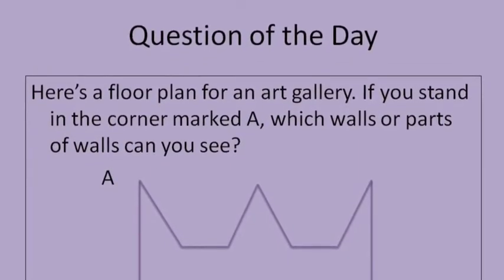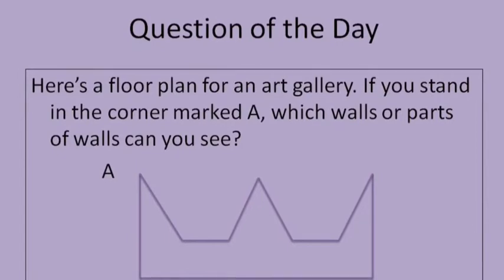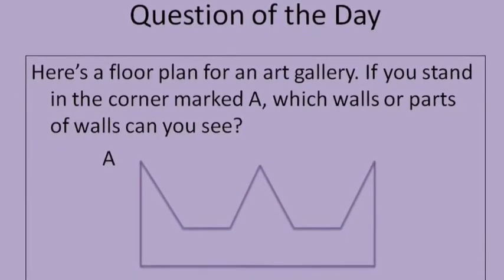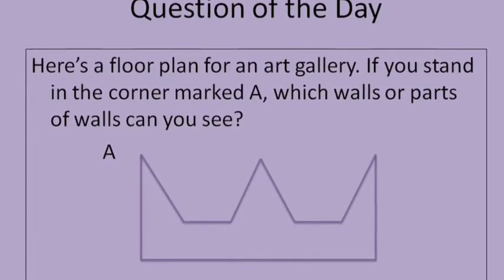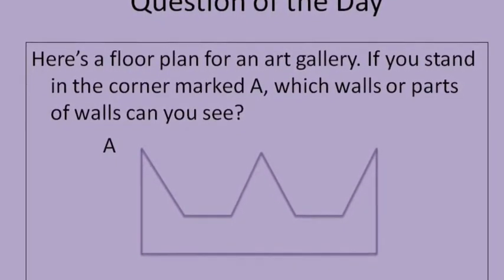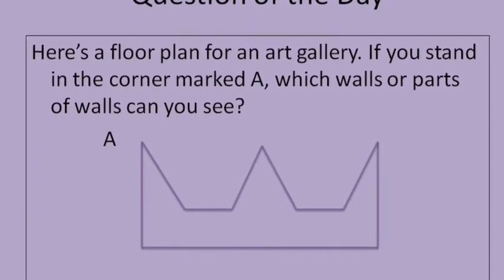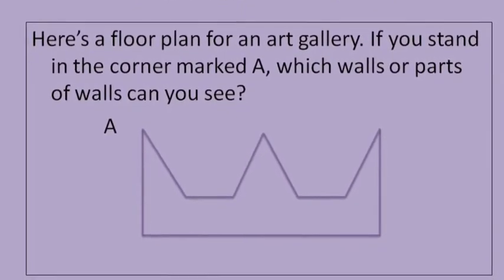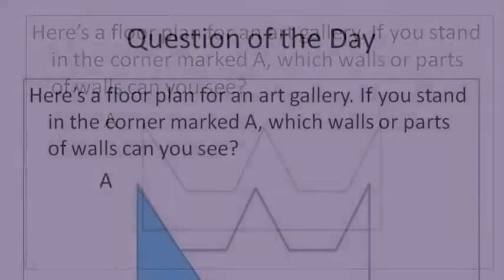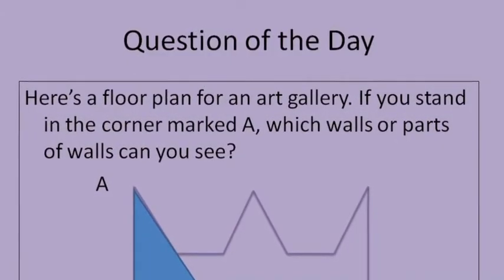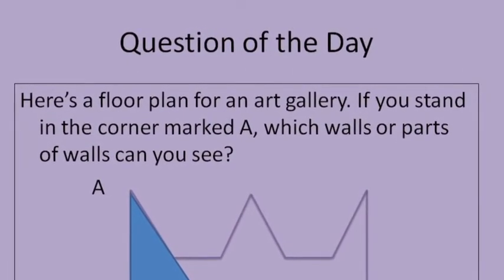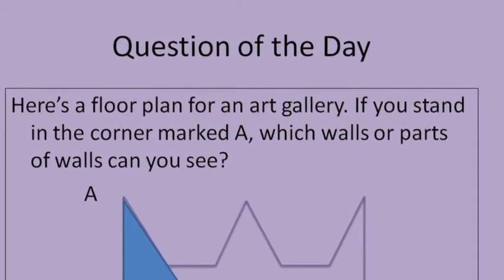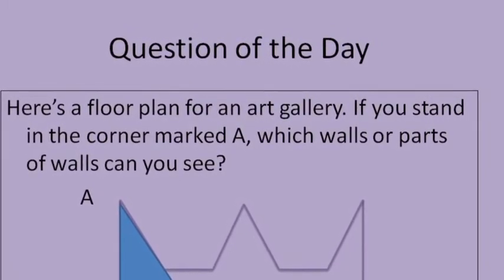Here's your next question of the day and the introduction to 4.2. Here's a floor plan of an art gallery. If you stand on the corner marked A, which walls or parts of the walls do you think you could see? That's right. The shaded area would be what you could see standing in point A without being able to bend your vision around the corner of a wall.